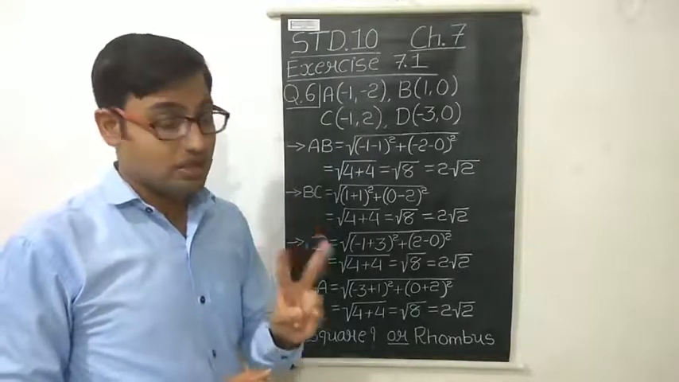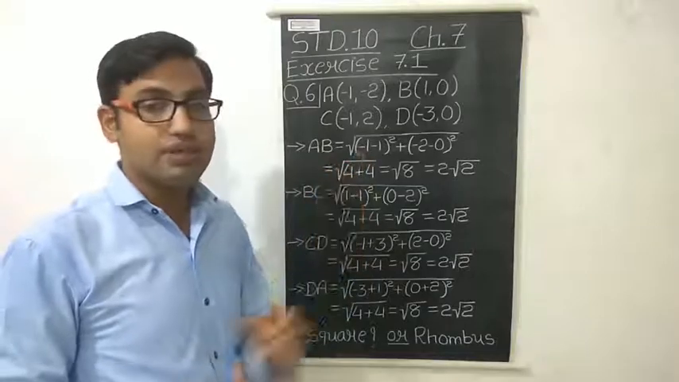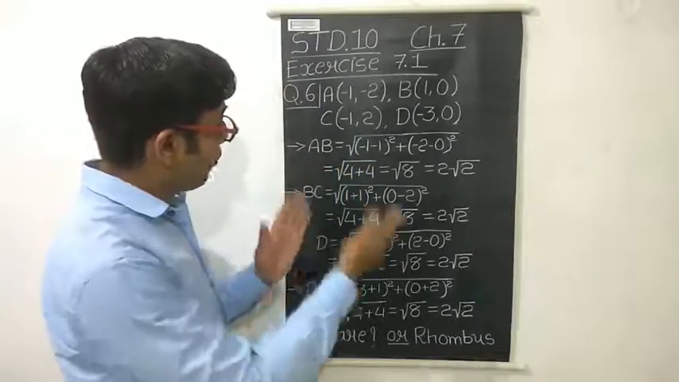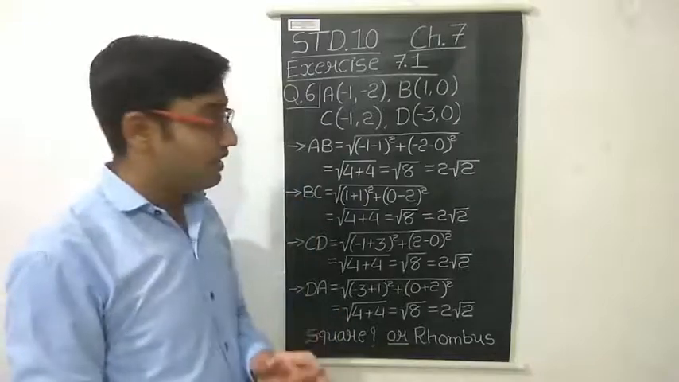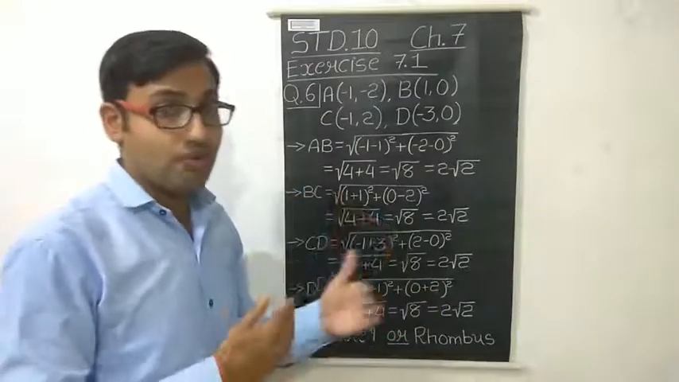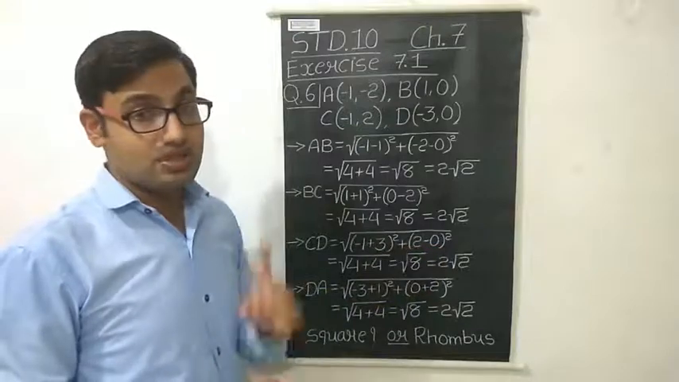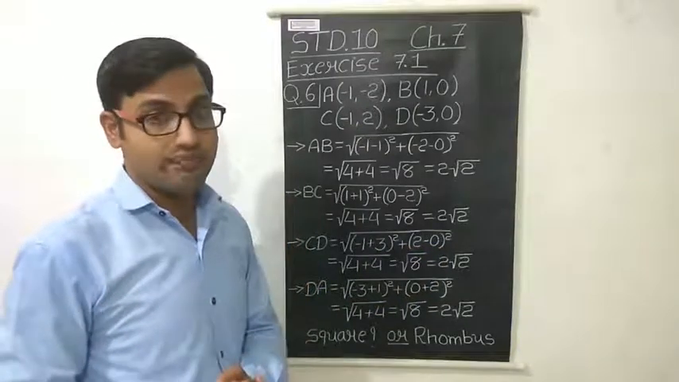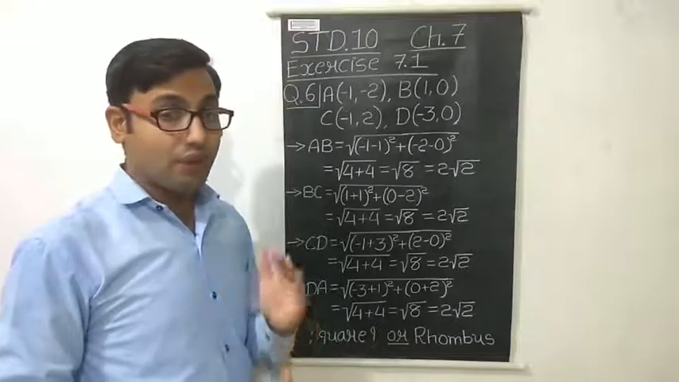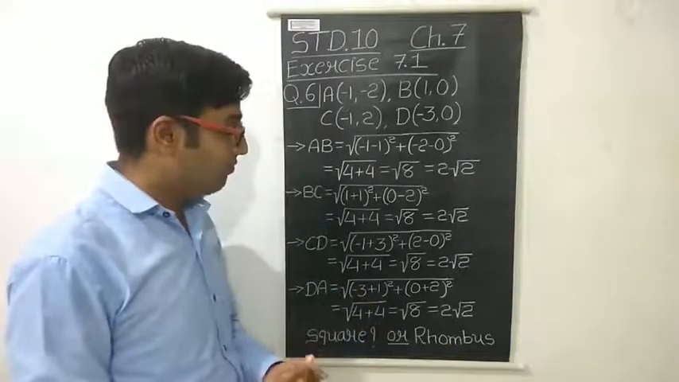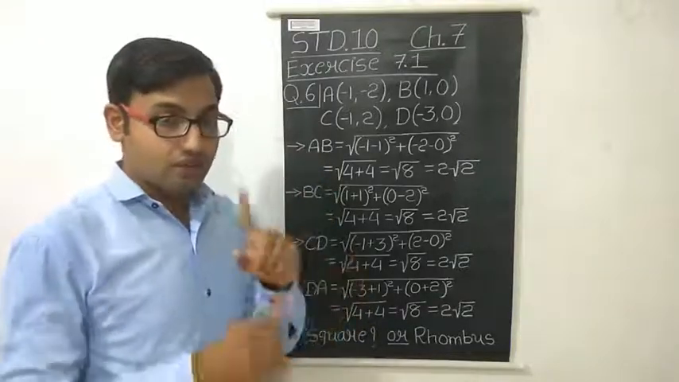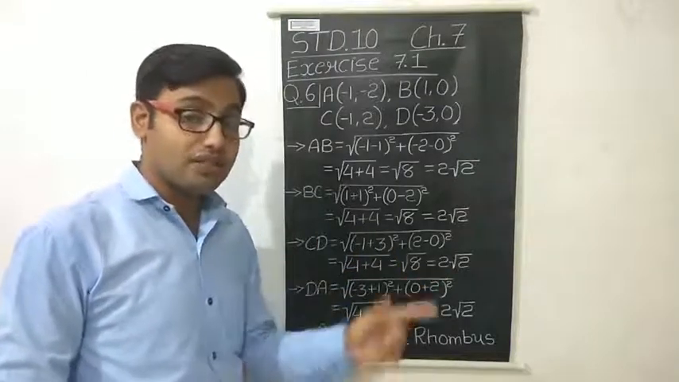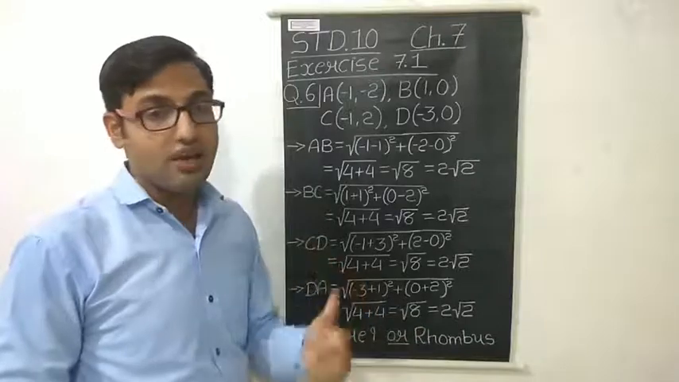There are two shapes. One is a square, one is a rhombus. Now how can we decide whether these four points form a square or a rhombus? There is one thing from which we can decide, and that is the diagonal. If we know the property of the diagonal, in a square both the diagonals are of equal length, while in a rhombus the diagonals are not equal.